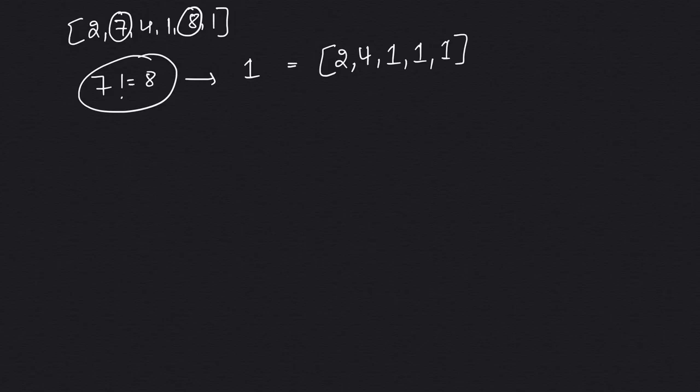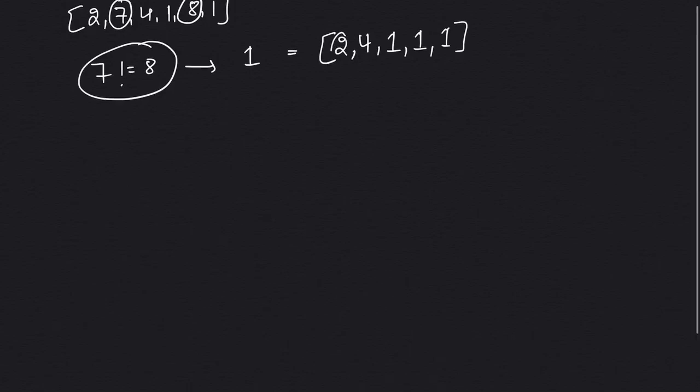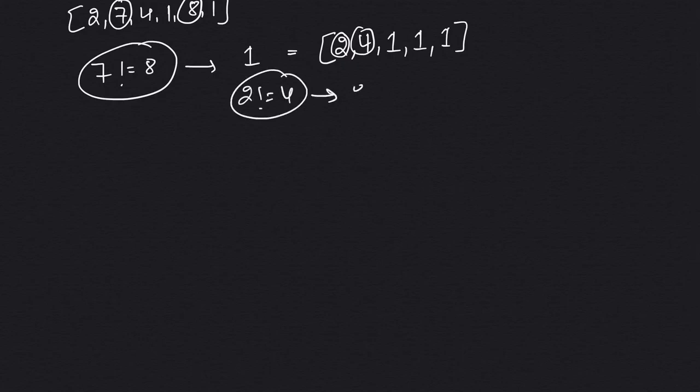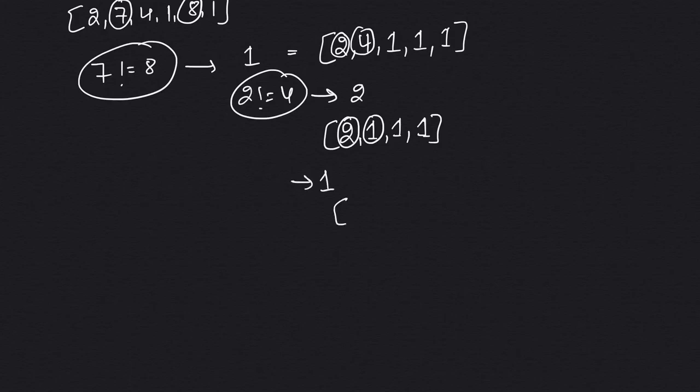Now again I will take out the two heaviest stones, that is 2 and 4. 2 is not equal to 4, so I will take out the difference, which is 2, and I will insert it. So now we have 2, 1, 1 and 1. Now again I will take out the two heaviest stones, that is 2 and 1, and again I will smash them. After smashing I will get 1. So our new array will be 1, 1 and 1.